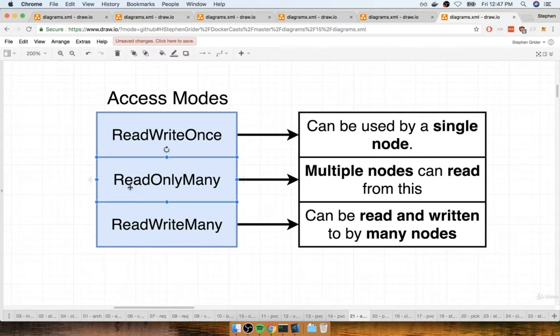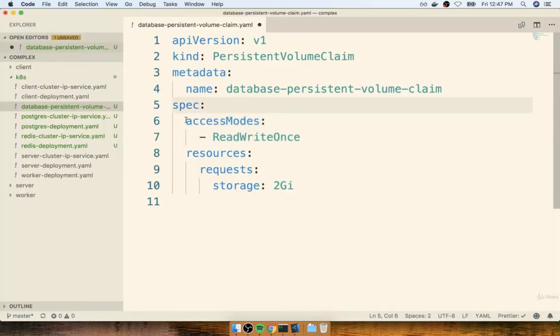We also get access to an access mode of read-only many, which means that multiple nodes at the same time can read information from this persistent volume. And then finally, read-write many means that we can both read and write information to this persistent volume by many nodes at the same time. Now, again, I want to really highlight the fact that the access mode that we put in right here says, if you attach me to a pod config and then hand me off to Kubernetes, Kubernetes is going to have to find an instance of storage that supports this access mode.